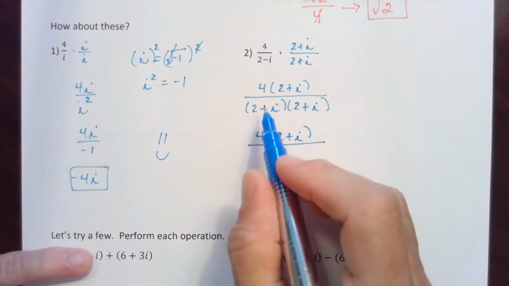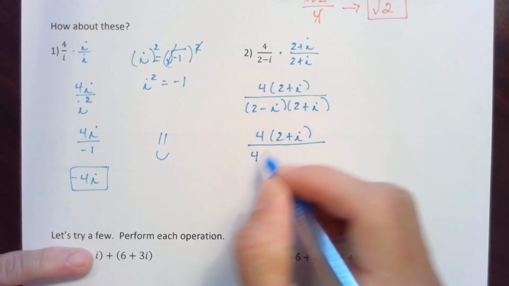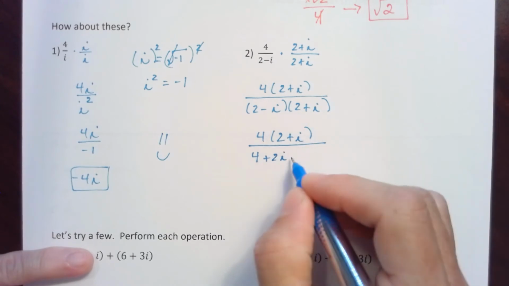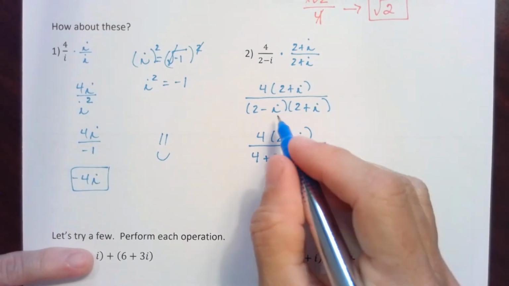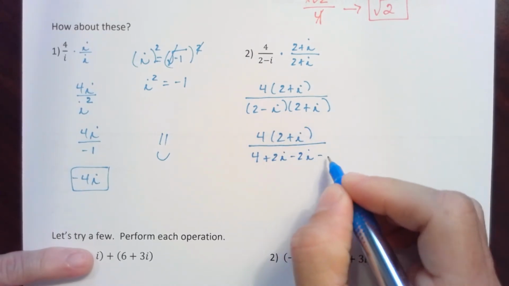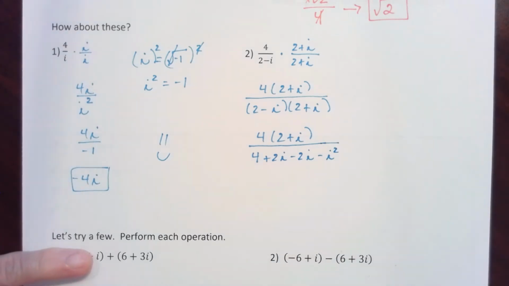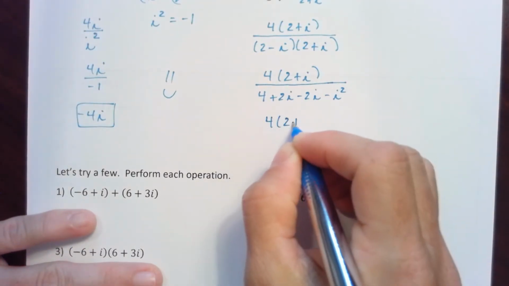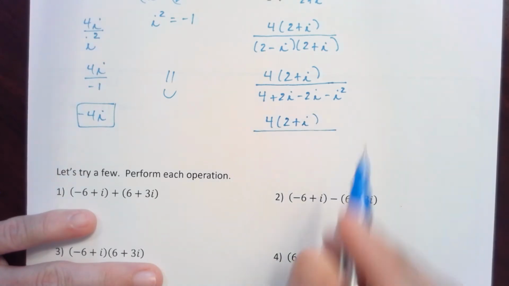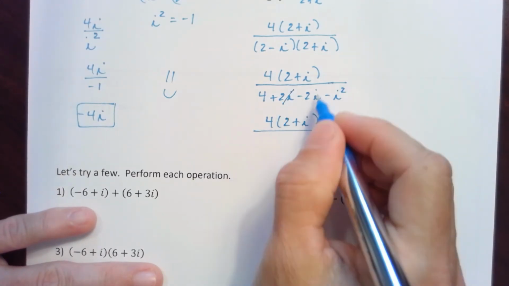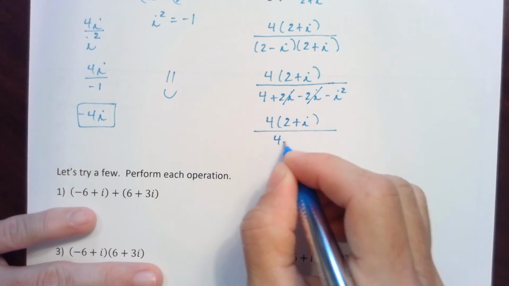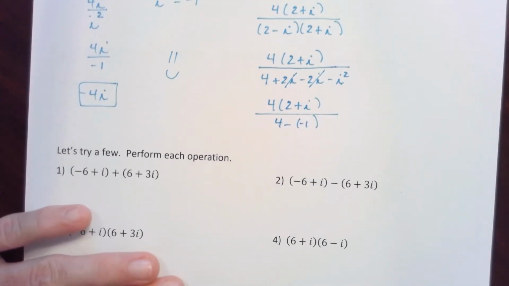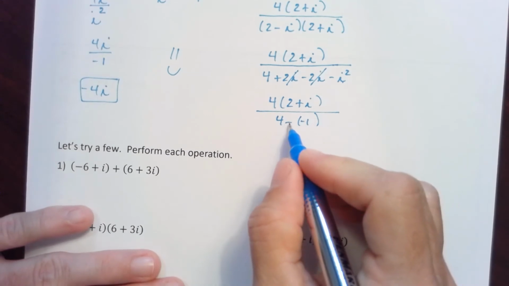Multiply out the denominator. 2 times 2 is 4. 2 times i is 2i. Negative i times 2 is negative 2i. Negative i times i is negative i squared. So we have 4 times (2 plus i). 2i minus 2i is 0. i squared is negative 1. So this is going to end up being 5.